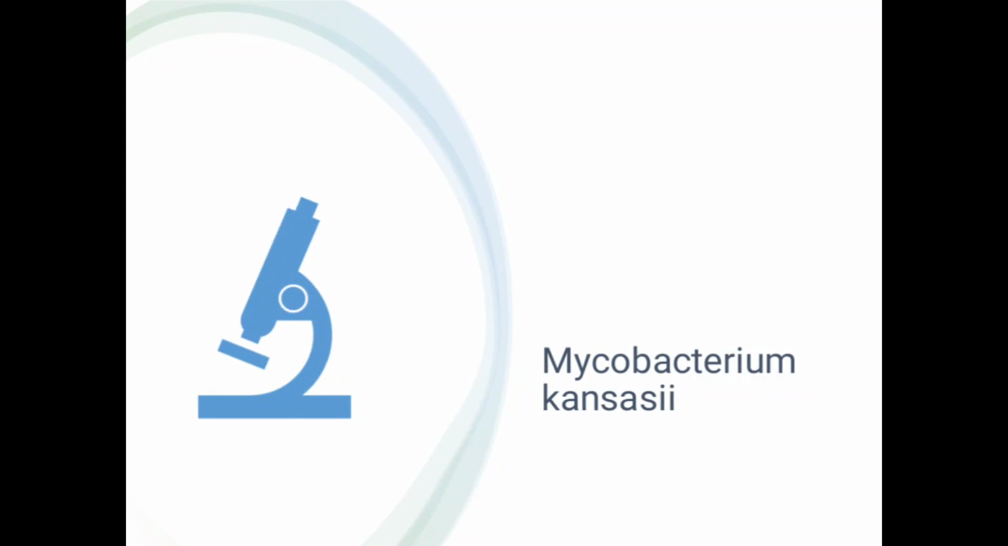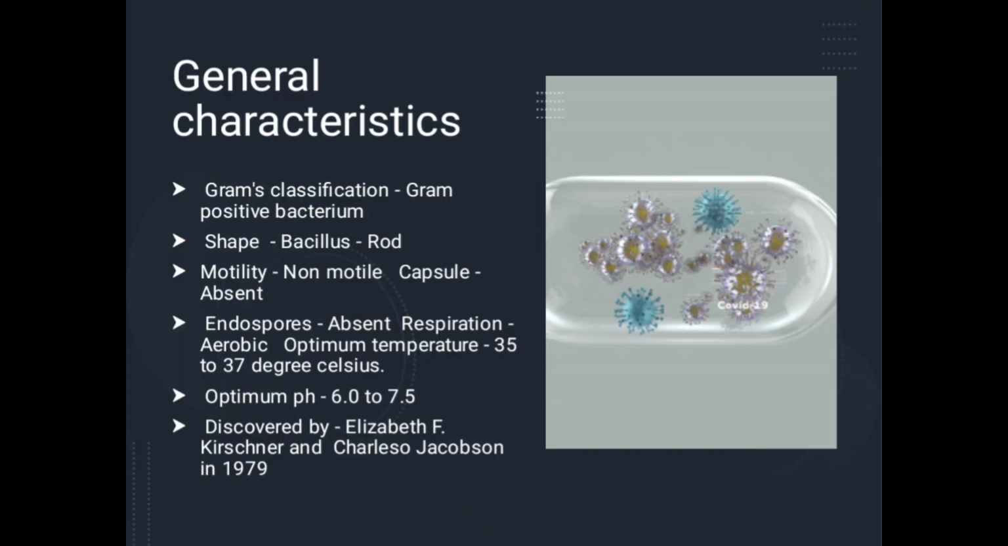In this video, we will discuss the topic Mycobacterium kansasii. Let us discuss the general characteristics of Mycobacterium kansasii. Its Gram's classification is gram-positive bacterium. Its shape is bacillus, which means rod.